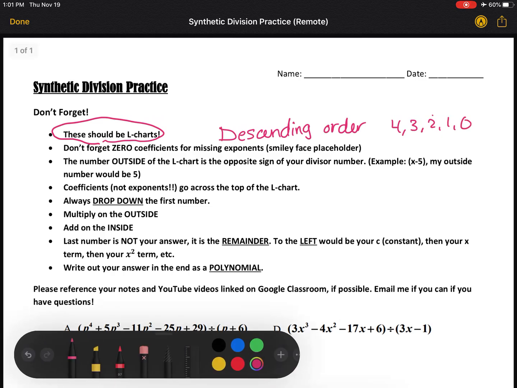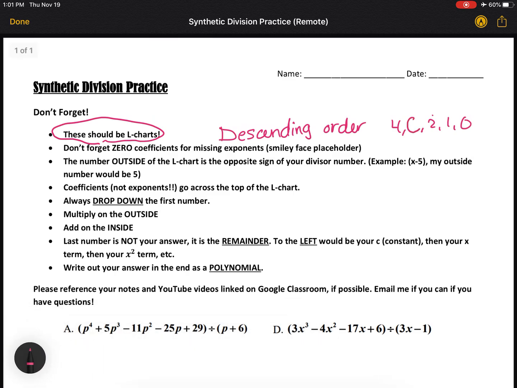So say I was missing the 3, okay? Well, that tells me that I need a placeholder in there, and we put the little smiley faces in them in class because we were missing them. So if you're missing an exponent, you need to put a smiley face placeholder in there.